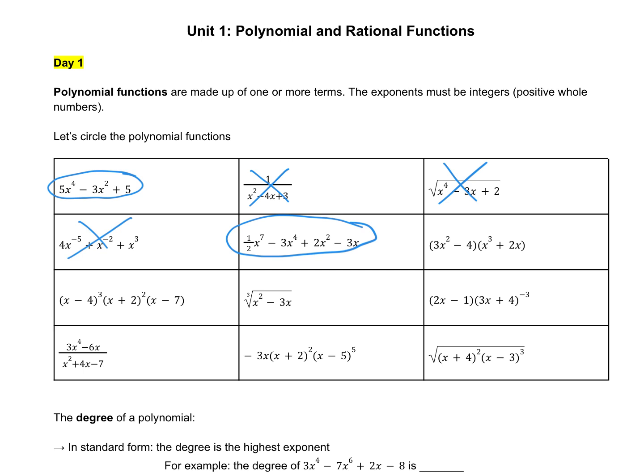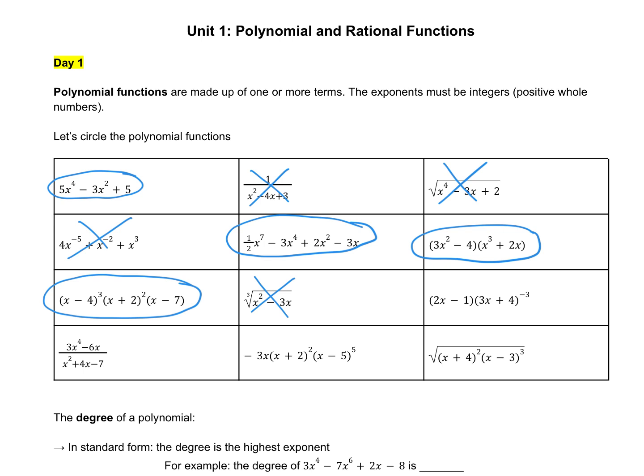The next one is also a polynomial function. Here I have the brackets attached by multiplication, but if I were to expand and simplify, it would get into that standard form where the exponents would still be positive whole numbers. Same with the next one. I have exponents outside the bracket, but they are positive whole numbers. The next one, no, because it's a cube root. A cube root would mean an exponent of a third.